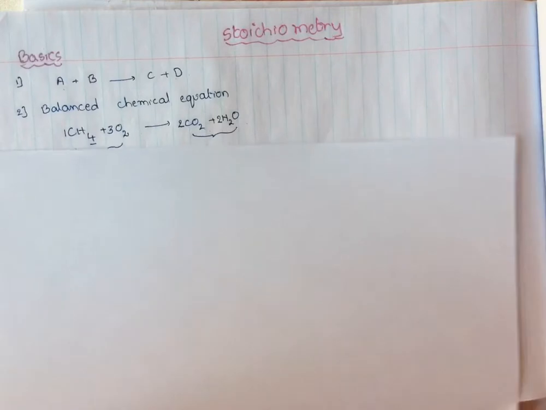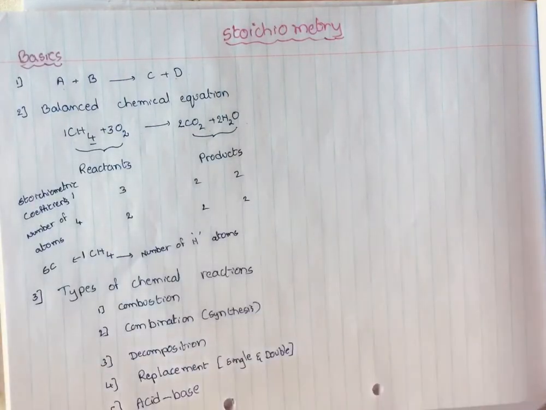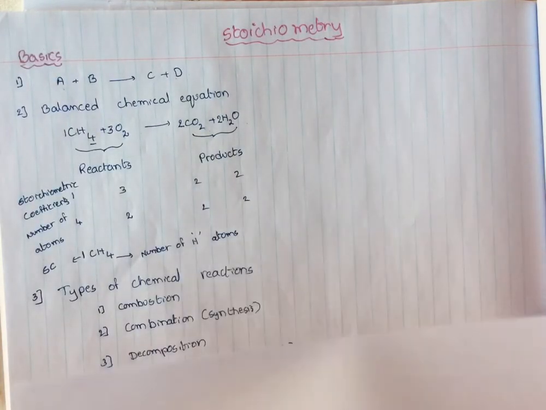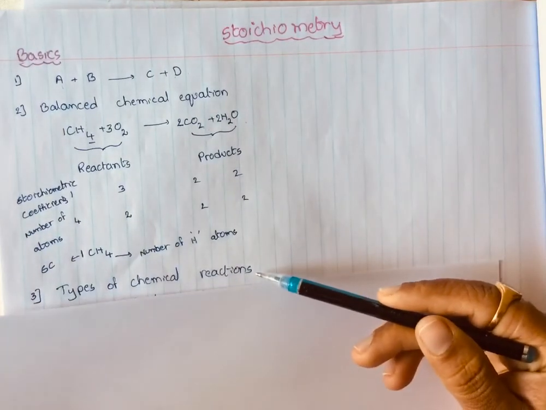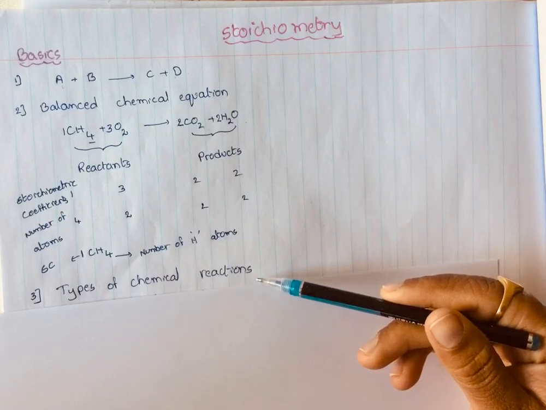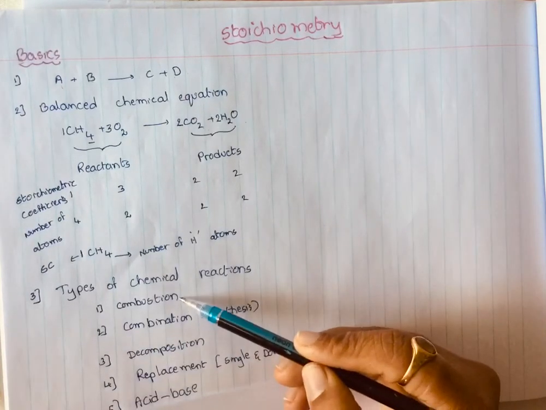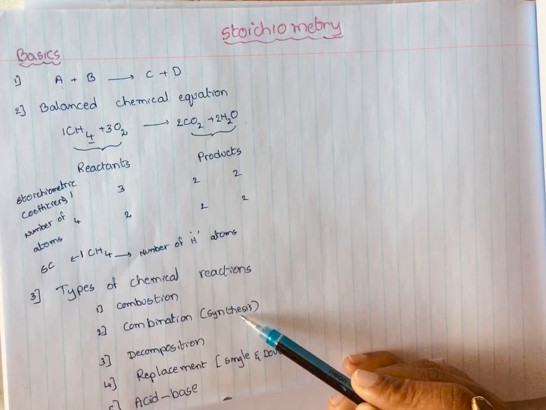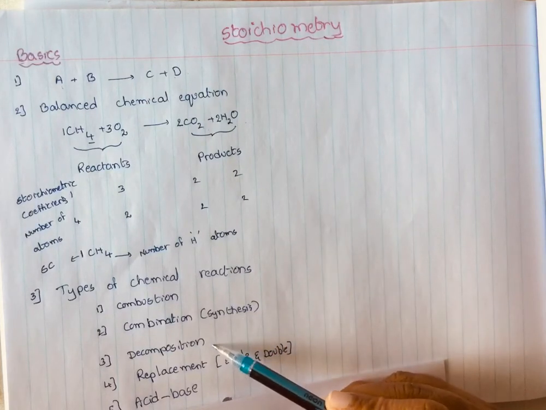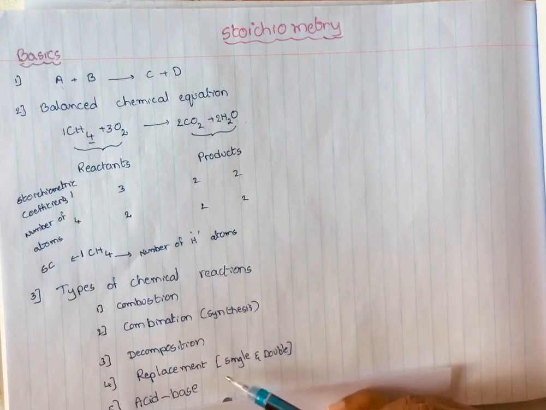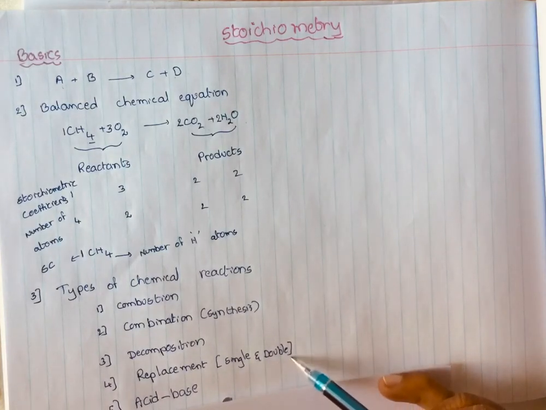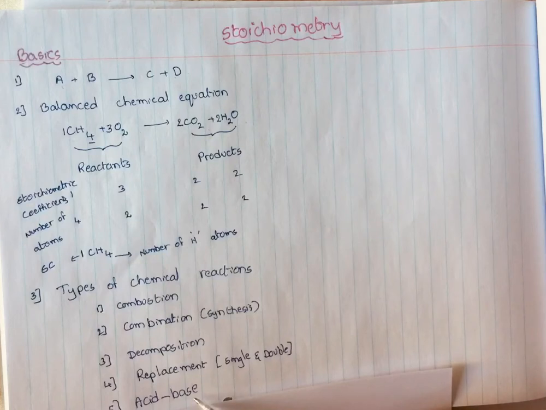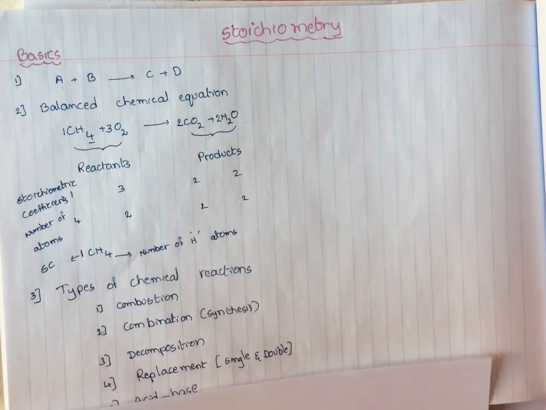Now, what else do we have to discuss here? We have to discuss the types of chemical reactions. We can classify them into basically 5 types: combustion reactions, combination or synthesis reactions, decomposition or dissociation reactions, replacement reactions, again of 2 types, single replacement and double replacement, as well as acid-base reactions. Even acid-base reactions come under double replacement reactions.